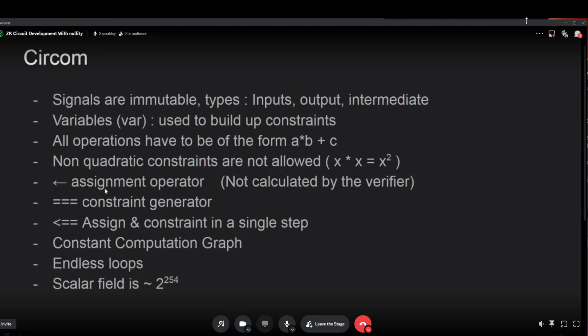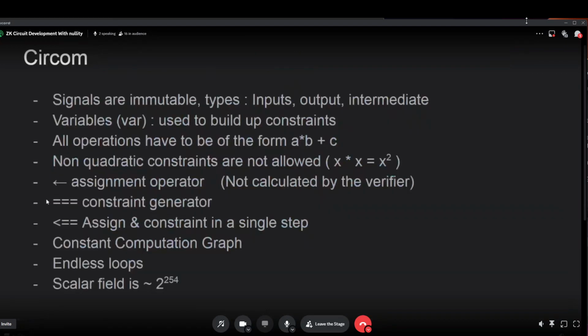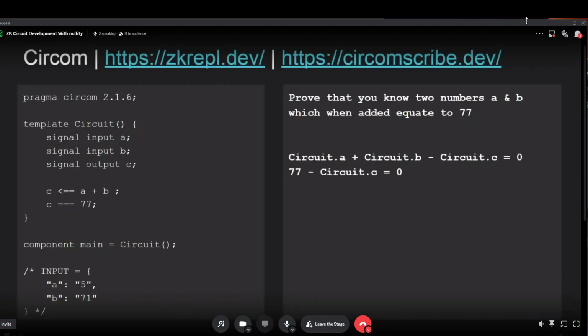We have the assignment operator over here, and we have like three equals, which actually generates the constraints. If you just combine these both operators, you get the assignment and the constrainment operator. So I just used that one where you assign and constrain in the same line. These assignments are done by the prover, and the verifier only calculates the constraints. So if you just use the single arrow where you just assign something, the verifier is not going to see that. So yeah, that's an issue.